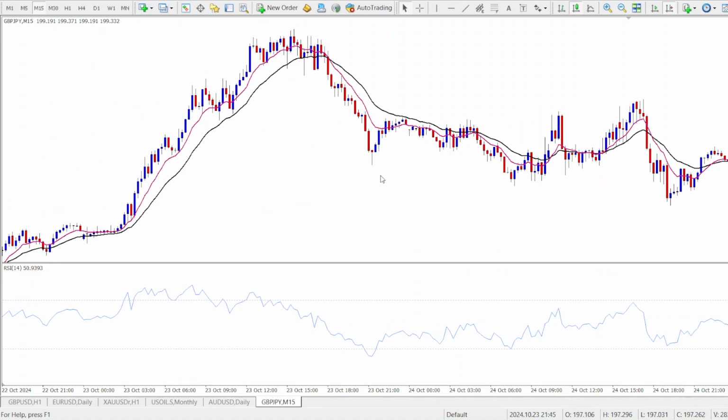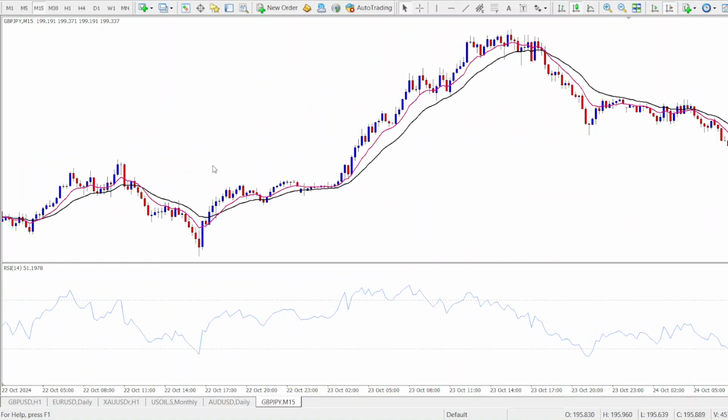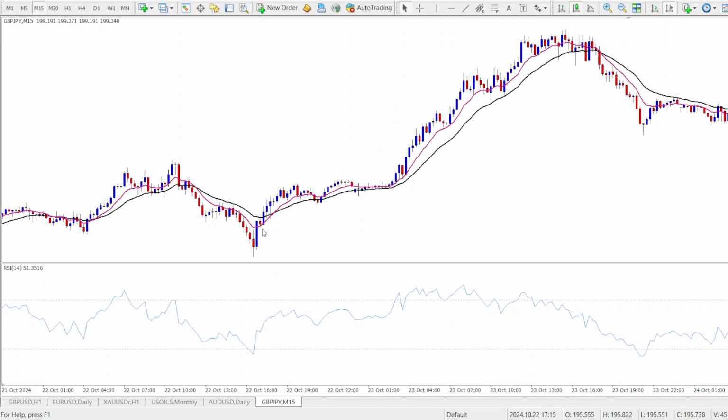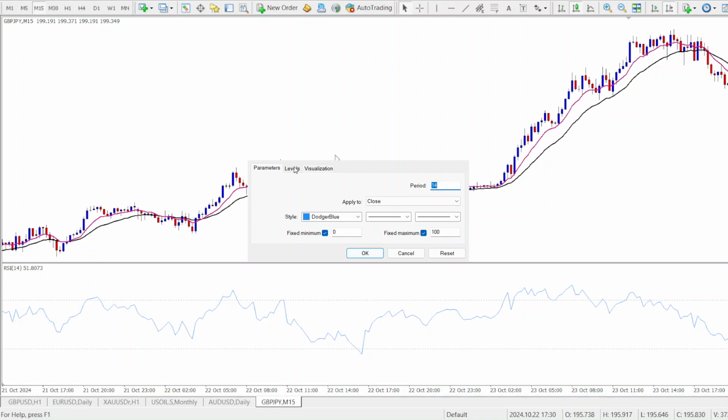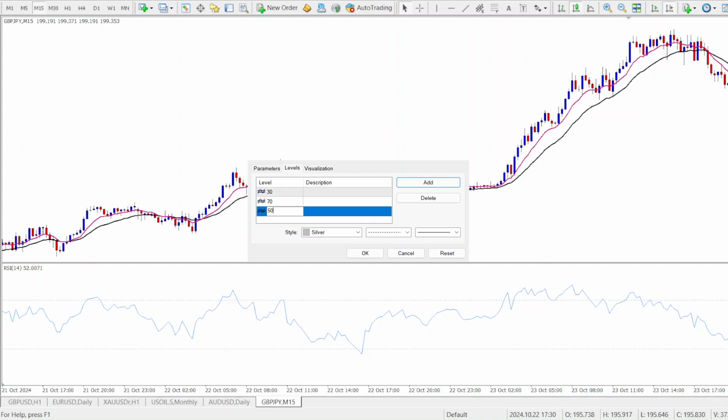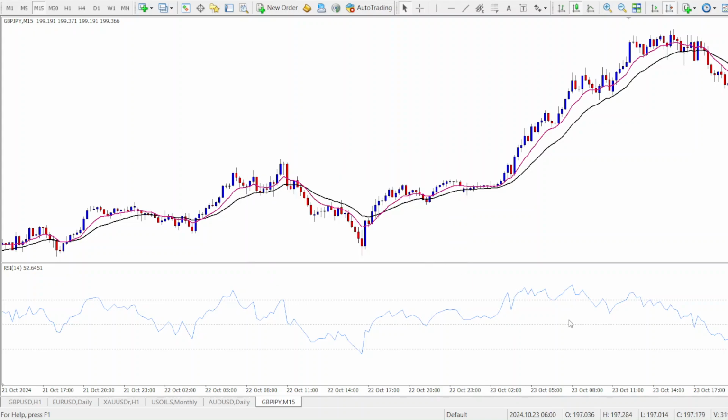Basically, once you see a bullish EMA crossover, like what happened here, the 9 EMA crossing above the 20 EMA, and then you also see that the RSI is above 50. The 50 level is around the midpoint, but let's just add that. To add the 50 level, you come here, you click on add, you click on 50, and click on OK. All right, you have your 50 level added.